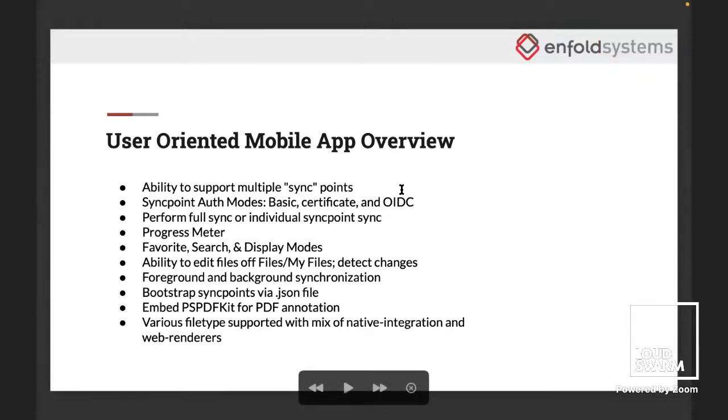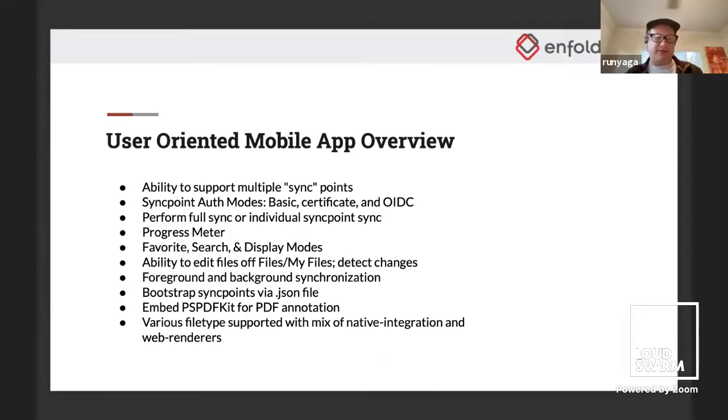So from the user facing side, what does the mobile app do? Basically it provides multiple sync points for people to sync down containers that are identified on a remote server. We have different auth modes: basic auth, certificate, and OIDC. We perform full syncs across all sync points or individual sync points. We have a progress meter, favorite search, and the ability to edit files using your own editor on disk, which then we detect changes.